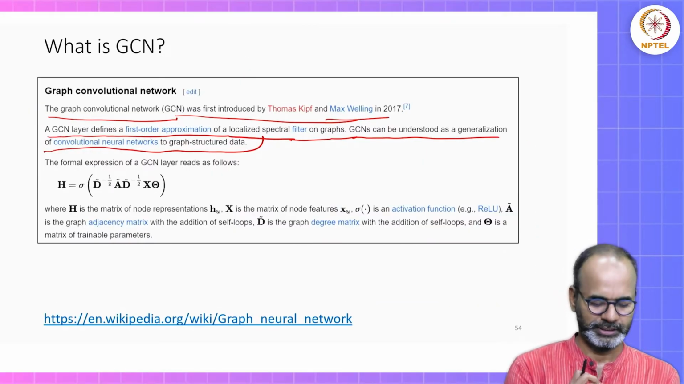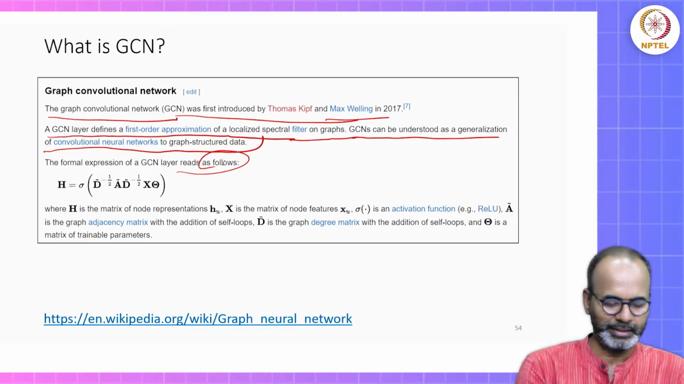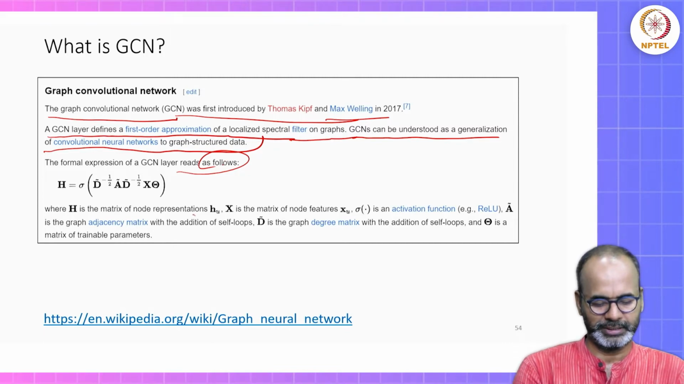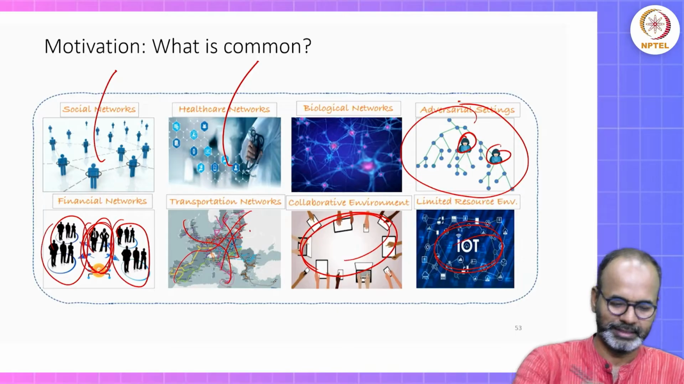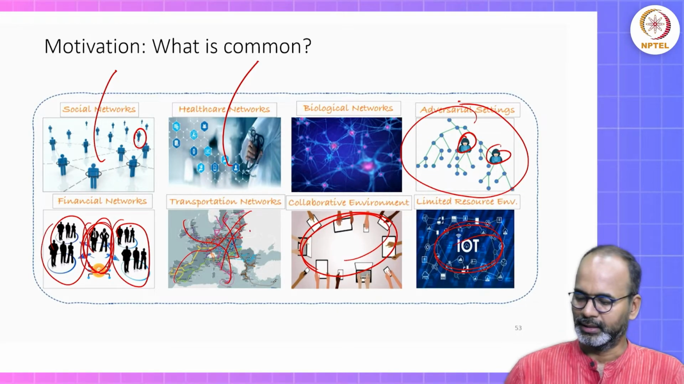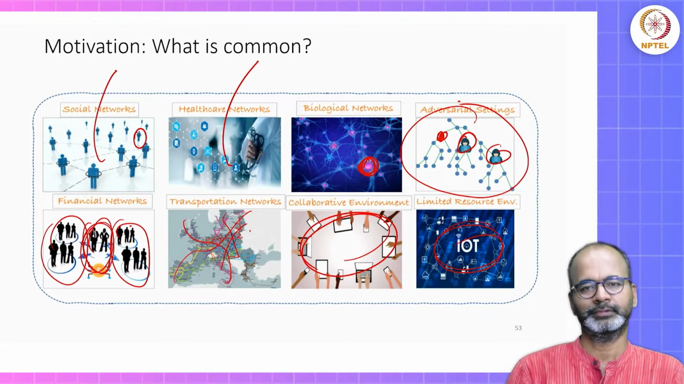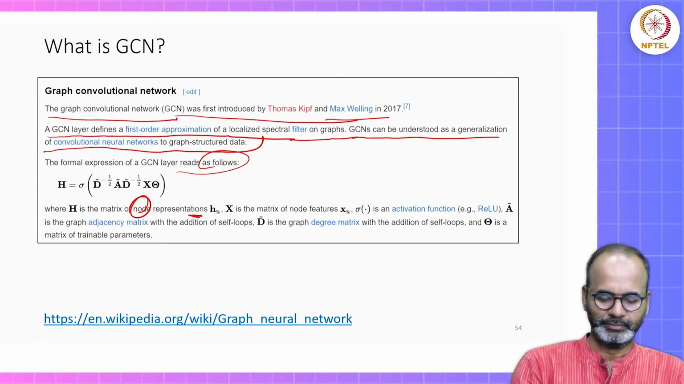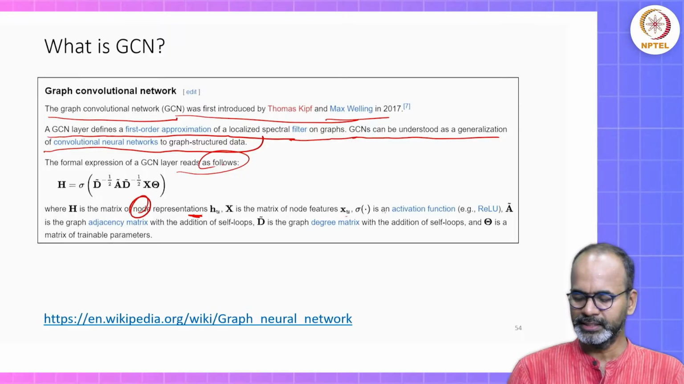The formal expression of a GCN layer reads as this. Let's look at what they are. H is a matrix of node representations. For example, this is a node. This could be a node. This could be a node. A user could be a node. Node representation H_u. X is the matrix of node features, X_u. And sigma is an activation function like a ReLU.